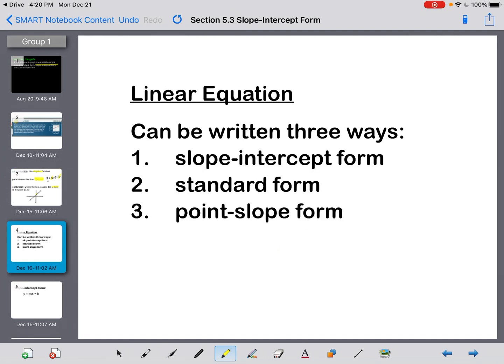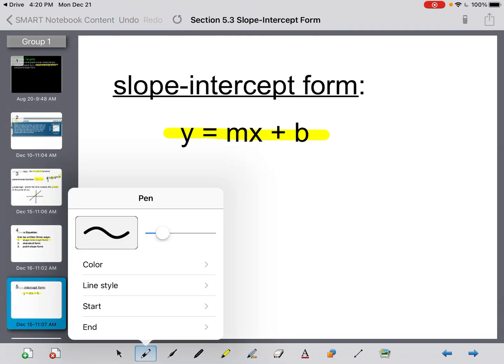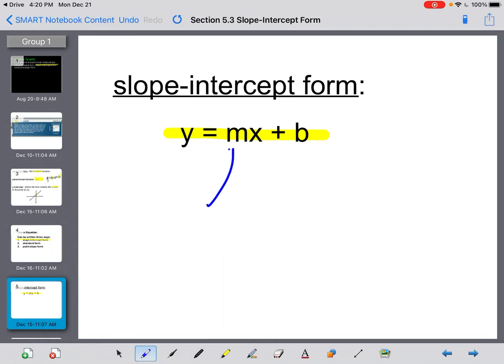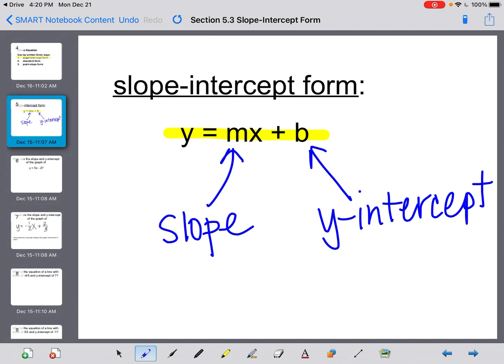Okay, for linear equations, there's 3 different ways to write it, and that's what this chapter is going to be all about. There's slope-intercept form, which we're talking about in 5.3, then there's standard form, and there's point-slope form. Okay, the slope-intercept form, like we've talked about, is y equals mx plus b. We're going to label our parts really quick. If you remember, m is your slope. And this time b, like they just told us, is our y-intercept. So wherever our line crosses the y-axis, that's what we put in this b spot.